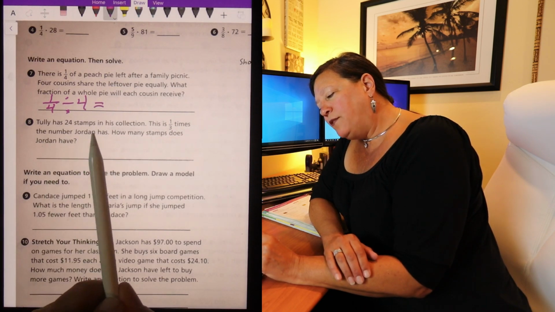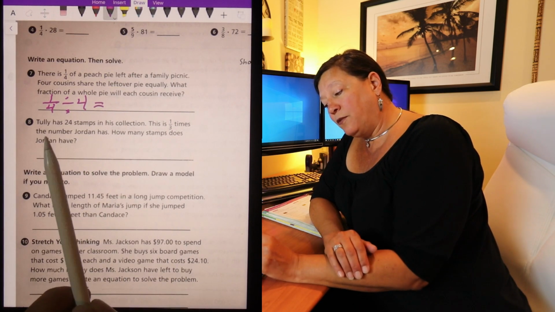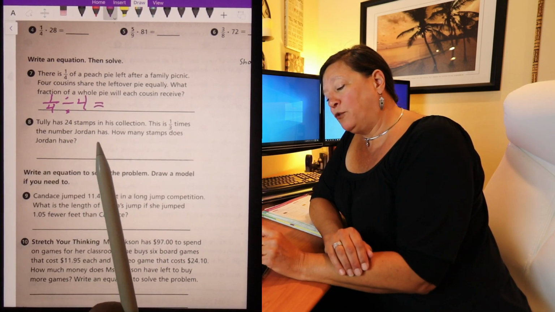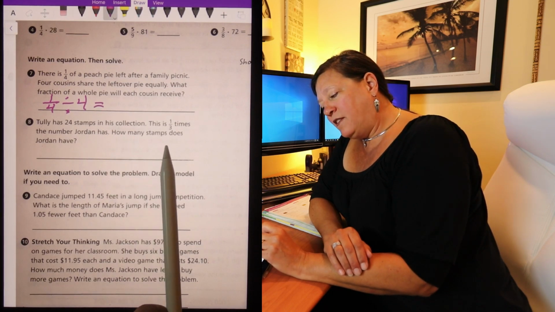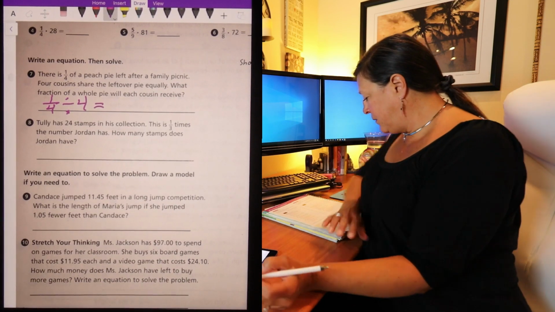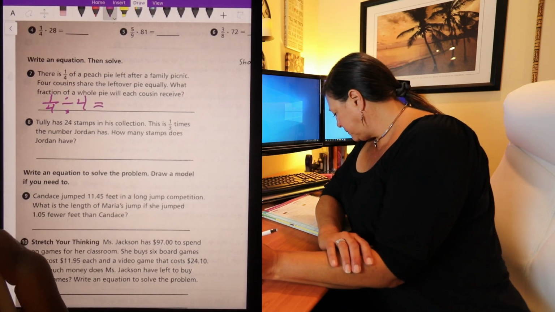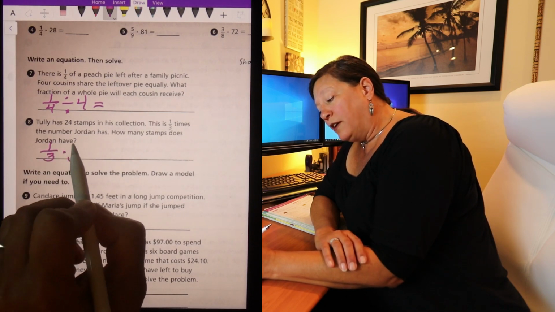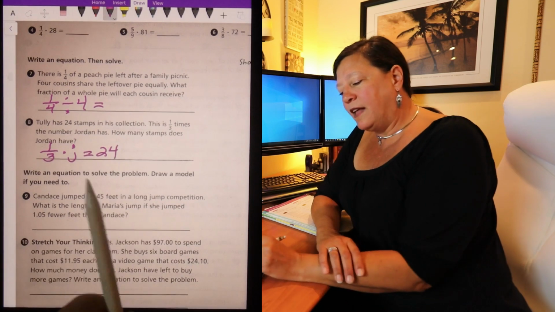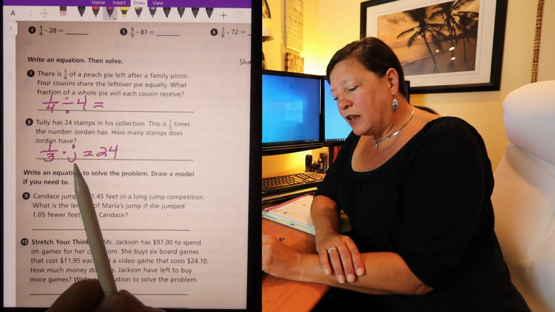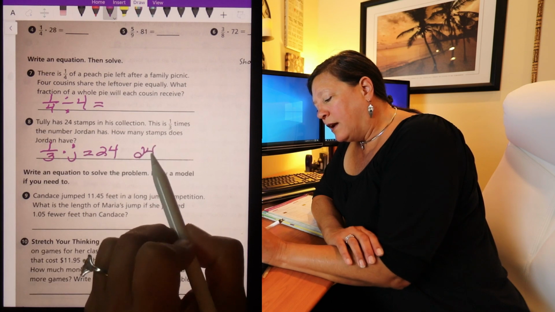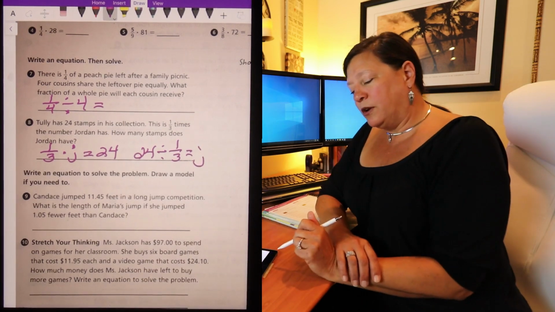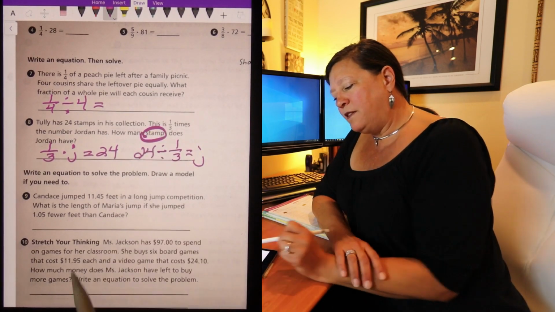Number 8, Tully has 24 stamps in his collection. This is 1/3 times the number Jordan has. How many stamps does Jordan have? Okay, so what we know is 1/3 times Jordan equals the 24. That's our situation. So how do we solve for that unknown factor? We take our product divided by the factor we do know, and that is going to give us Jordan. Okay, and your label, how many stamps?